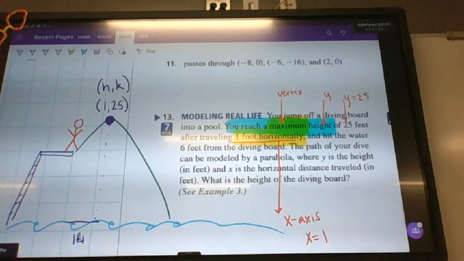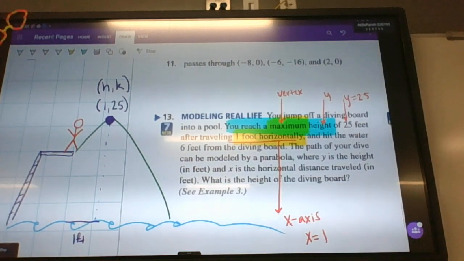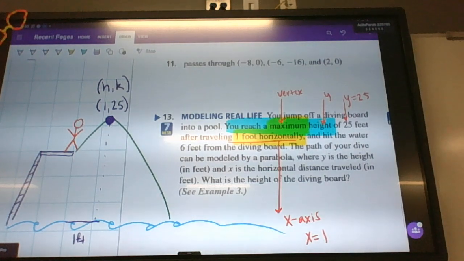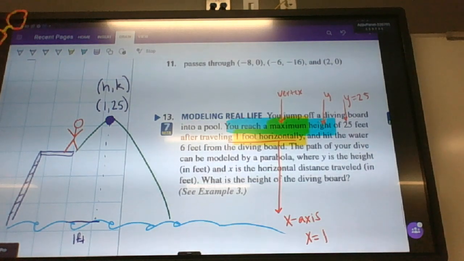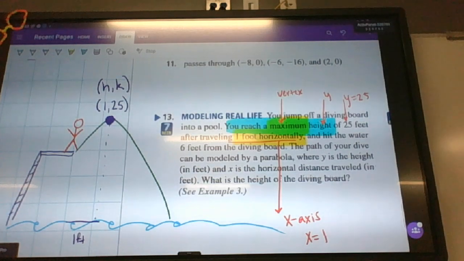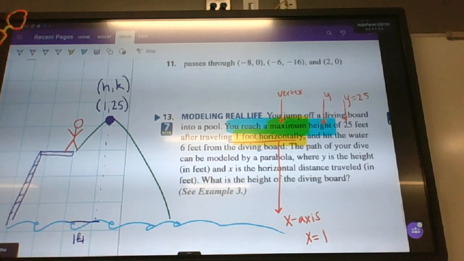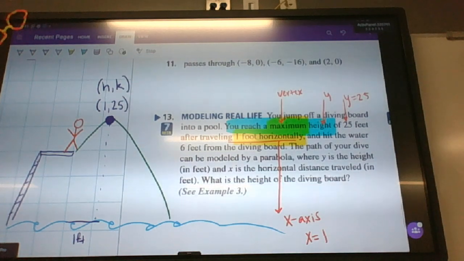So h, k is 1, 25. So maybe I'll do it. I'm going to go with the model that includes the vertex: x minus h squared plus k. And I'm going to plug in our horizontal distance and our maximum height. Anybody get this far?